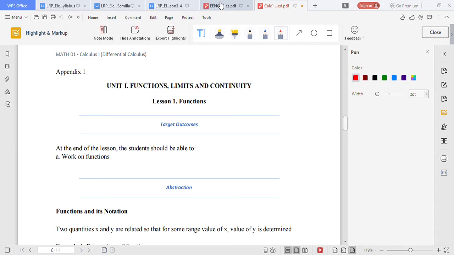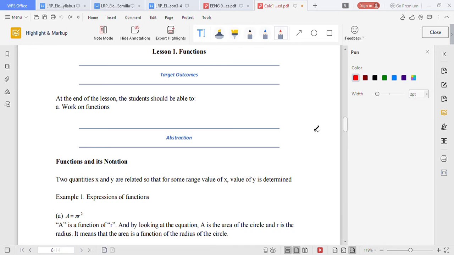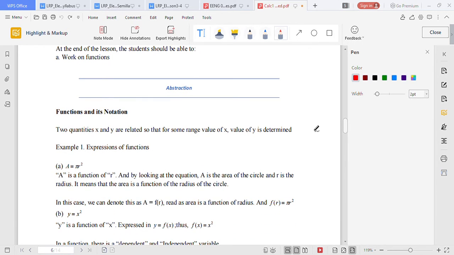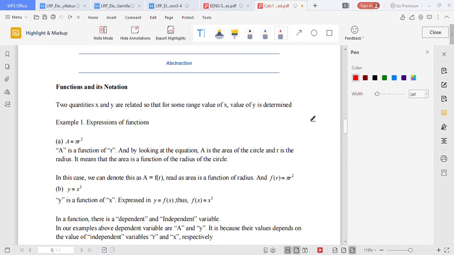Good day. Today we are going to discuss functions, limits, and continuity. The target outcome of this lesson is for you, the students, to be able to work on functions. What is a function in the first place? In a function, the two quantities x and y are related so that for some range of values of x, a value of y is determined.